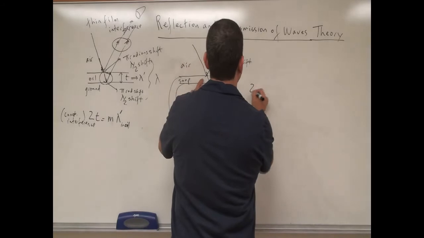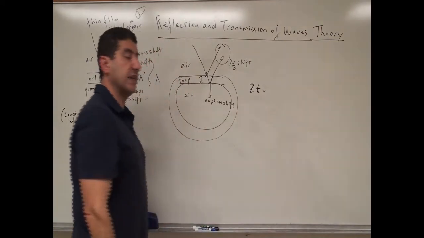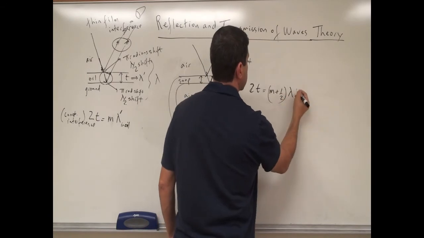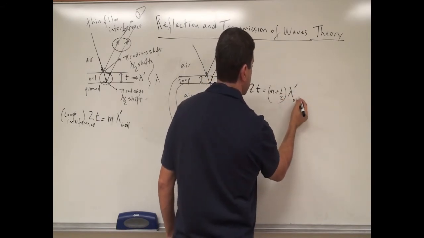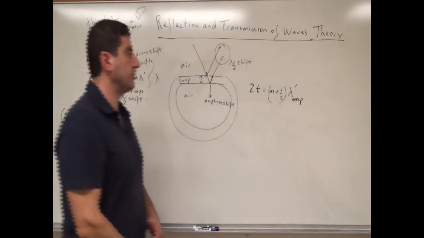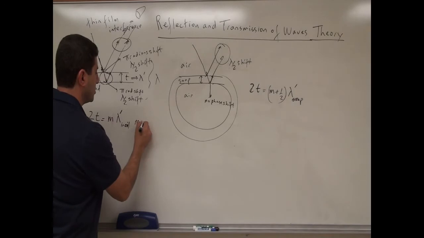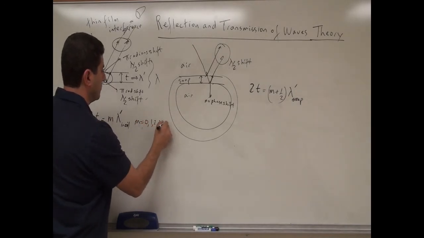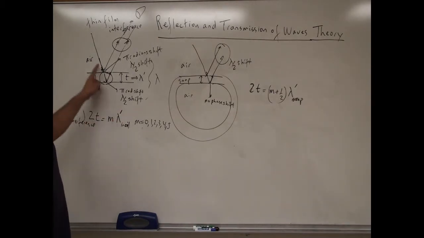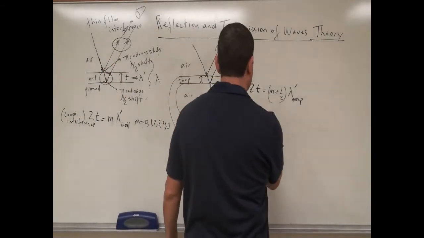So we're going to say twice the thickness of the soap bubble, if that's equal to an integer plus a half times the wavelength of the wave in the oil, or in the soap. Now, how did this change? Why is that different? In this case, I put m, and m is basically any integer: 0, 1, 2, 3, 4, 5. This is the condition for constructive interference for an air, oil, ground type of situation.